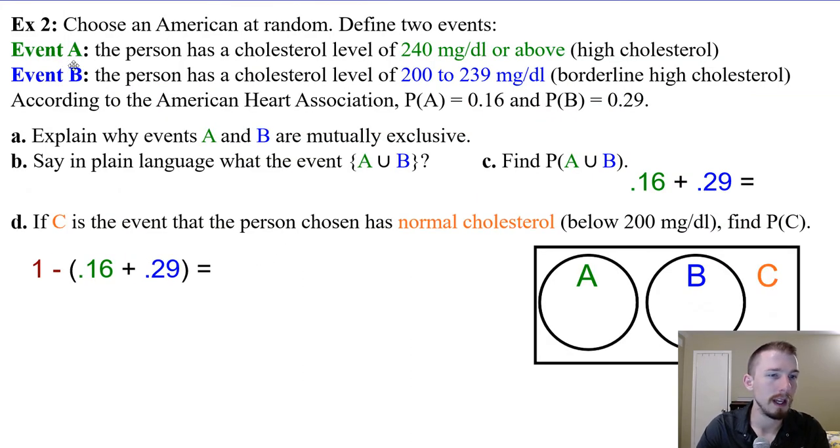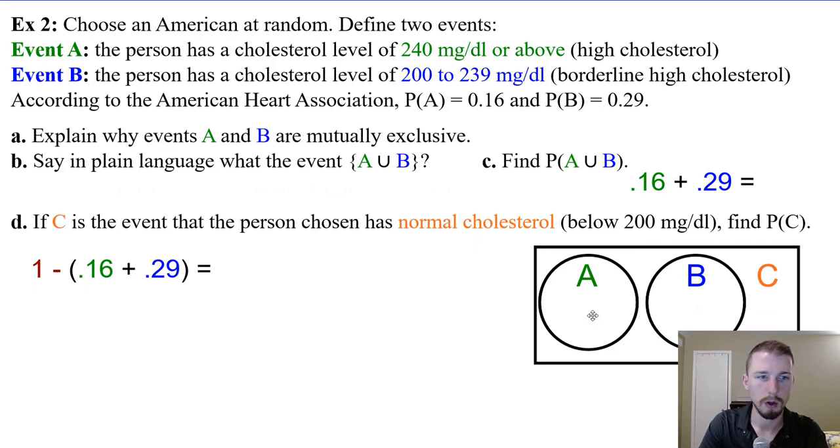On example 2, event A is that the person has high cholesterol, 240 milligrams per deciliter or above. Event B is that they have borderline high cholesterol, which is anywhere from 200 to 239. The first thing we want to do is fill in the diagram for this. Both of these are mutually exclusive because you can't have borderline and also high cholesterol at the same time. You're either strictly between 200 and 239, or you're 240 and above, or you're less than that, less than 200, which would be a normal cholesterol level, I believe.